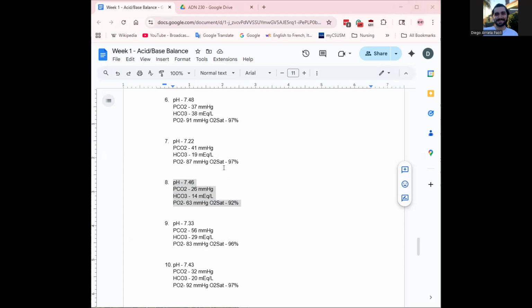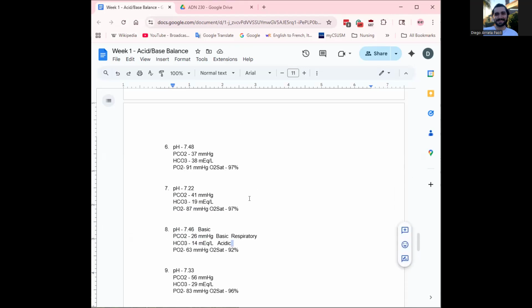Okay, so yeah, this is going to be a partially compensated metabolic alkalosis. So you have your pH, which is basic. Your CO2 is low, so it's basic. Your HCO3, your bicarb, is low, so it's considered acidic. So you match basic to basic. CO2 is respiratory, so this is respiratory alkalosis. And your bicarb, your third value, has been affected. So this is showing that there's some compensation. But because the pH did not go to a normal value, this is a partial compensation.